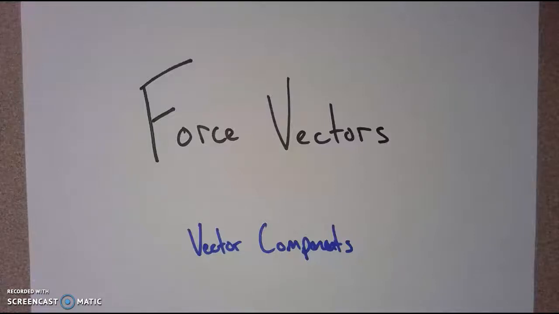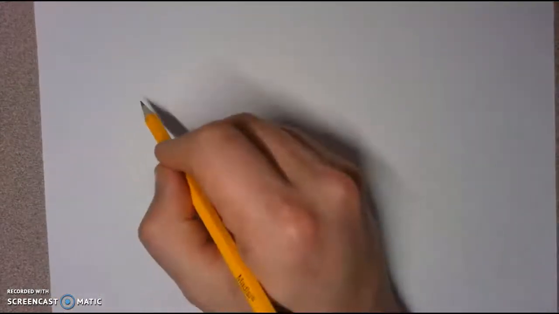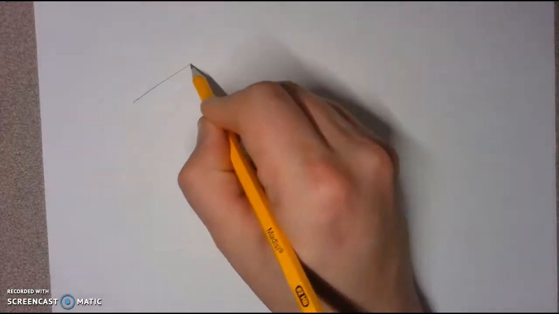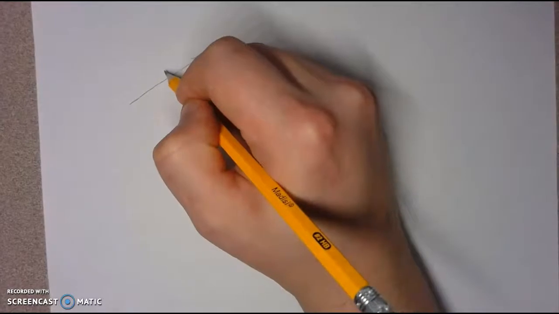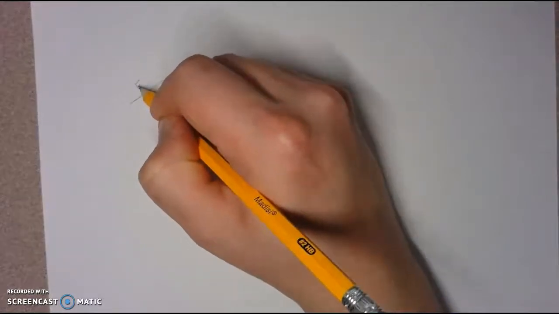Alright guys, let's talk about force vectors and their vector components. In a two-dimensional coordinate system, any vector can be broken down into its x and y components. Okay, so what do I mean by that? If we are given any vector, let's just draw a simple force vector like this, and we're going to call that F. Okay, this guy is F.